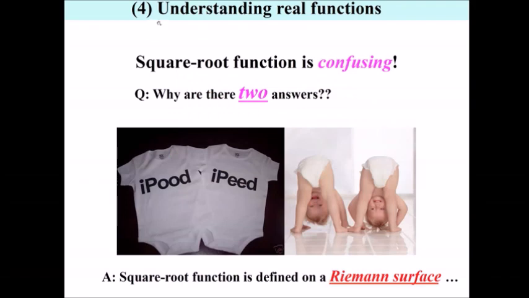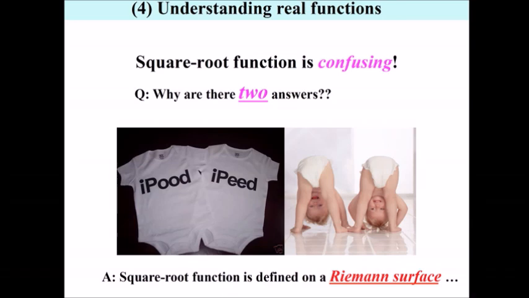Okay, so finally, complex variables help us to understand real functions. And as an example, take the square root function. The square root function is very confusing because, as you know, there are two answers. Why are there two answers? Of course, here's one answer and here's another answer. But why is it that a function can have two possible values? You would think that's impossible. A function can only have one answer.